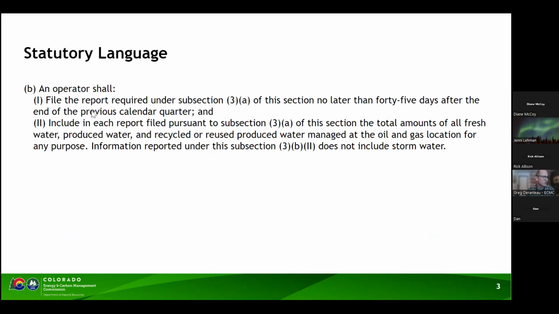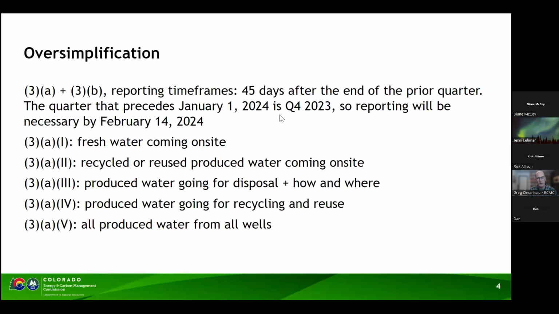Section B just talks about the timing required for that, no later than 45 days after the end of the previous calendar quarter, and then ensuring that we're including all the water that's managed at a location, with the exception of stormwater. So I just wanted to oversimplify that statutory requirement for everyone. If you take section 3A and 3B together, basically talking about the reporting timeframes, it's 45 days after the end of the prior quarter. So the quarter that precedes January 1st, 2024 is Q4 2023. Our interpretation of that is that reporting will be necessary by February 14th, 2024, or 45 days after the end of the prior quarter.